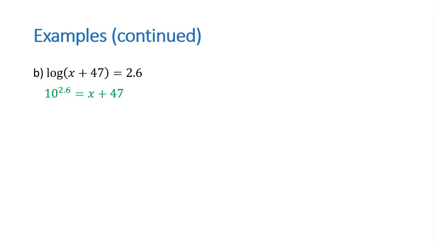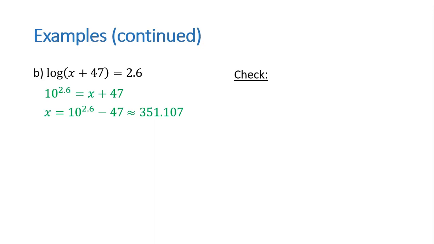I can isolate my x in one step. Move the 47 over. We get x is equal to 10 to the 2.6 power minus 47. And approximating this in a calculator, we get approximately 351.107. Let's check this one.